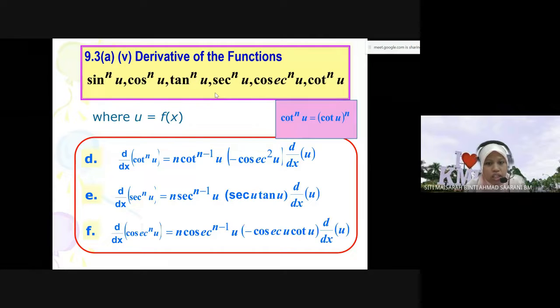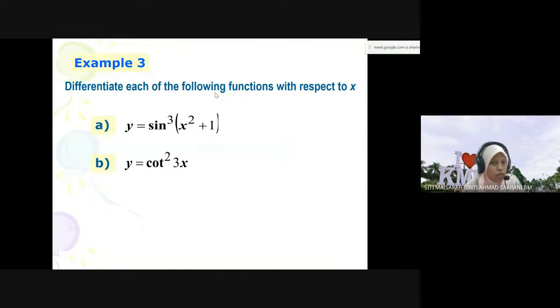Then we have cosecant, it's similar to the previous ones from A, B, C, D, E. So this is cosecant u to the power of n, which is n cosecant n minus 1 u multiply negative cosecant u cotangent u differentiate u with respect to x. So let's look at an example. We have example 3, differentiate each of the following functions with respect to x. Equation A, we have y equals sin cube of x square plus 1. Sin cube here, sin to the power of 3 here, means sin of x square plus 1, to the power of 3.